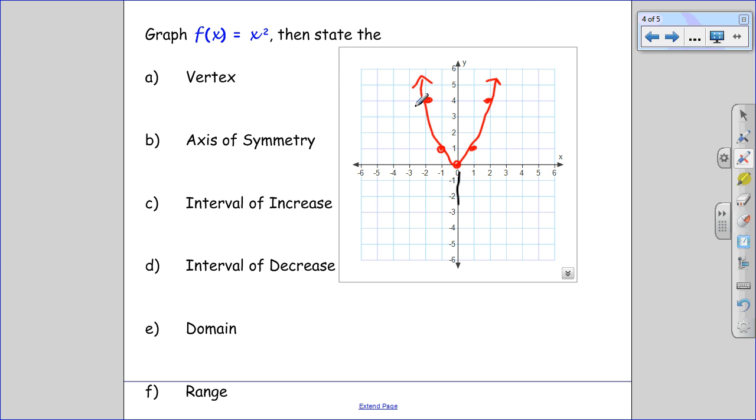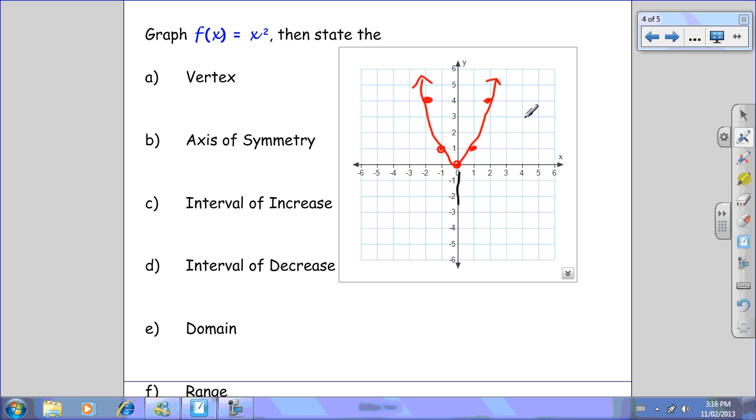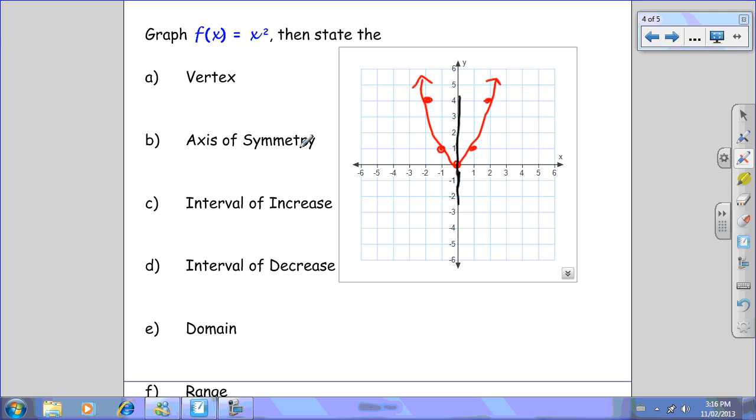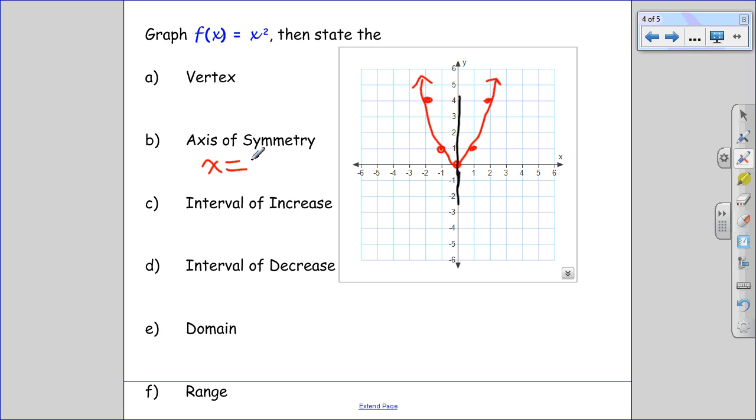You'll also notice that each point is symmetric about the y-axis. If I look at this point, it's 1 away from the y-axis. This one's also 1 away. This point is 2 away from the y-axis, and this is 2 away. It's also the same distance from the axis of symmetry. So for this function, the axis of symmetry is x = 0, and in particular, for this function only, we could call that the y-axis. Our vertex is (0, 0).